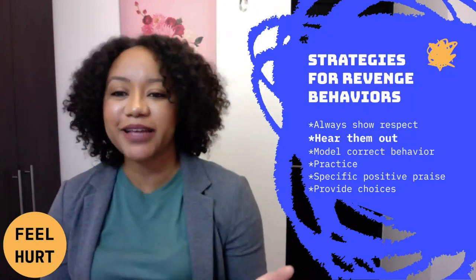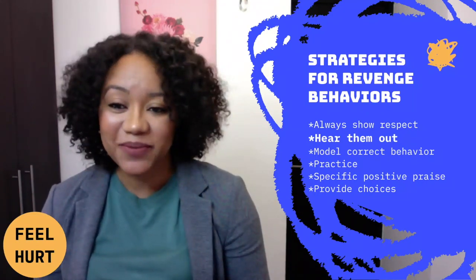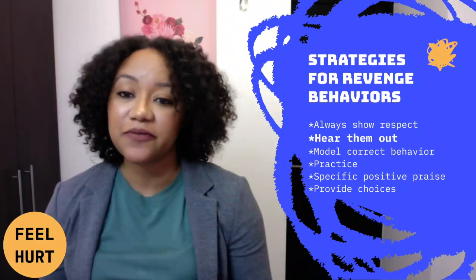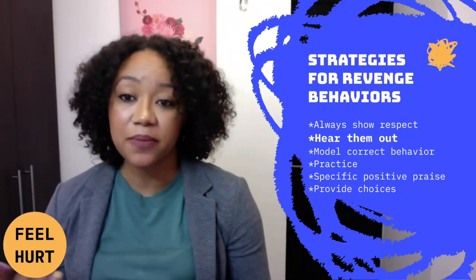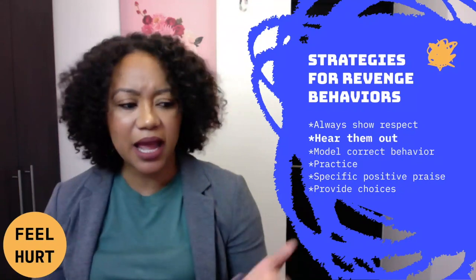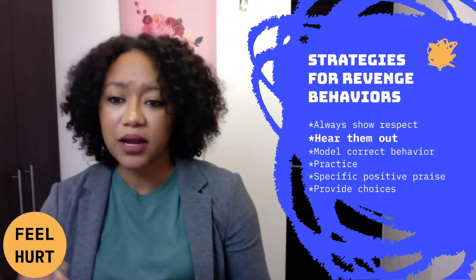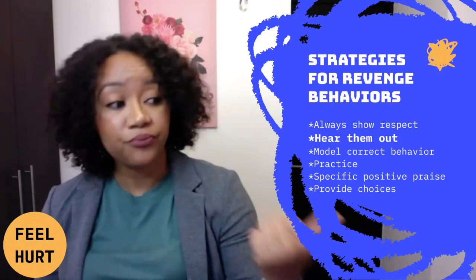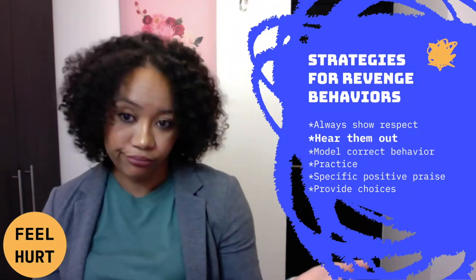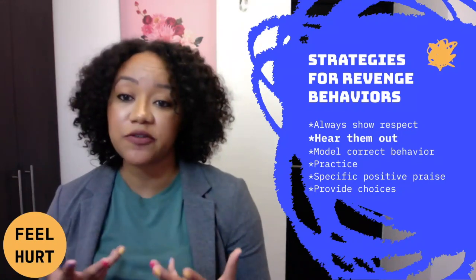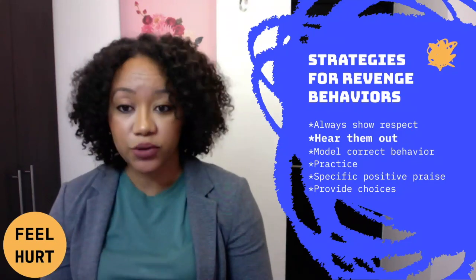And again, like I said with attention-seeking behaviors, you want to provide specific positive praise. So if you see them reacting to something in a positive way, such as saying, hey, I didn't like that you did that, you can say, you know what? I appreciate that you told them I didn't like that, instead of just going up and smacking them in the head. We have to make sure that we give positive praise, that we reinforce what they're doing correctly.